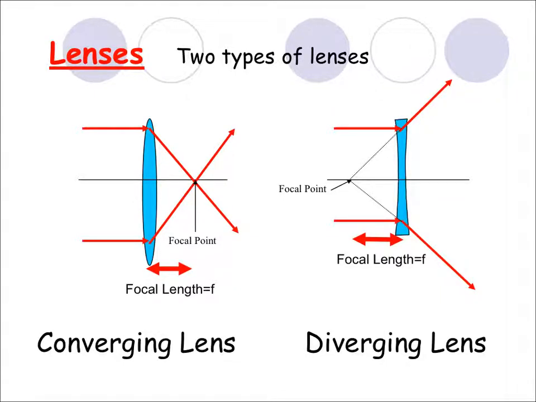Converging, which brings the light to a point, converge, and diverging, which takes them away from a point, diverge. They used to be called biconvex and biconcave, but those words have slipped into disuse as converging and diverging are far more descriptive. Just like the mirrors, the focal point is the point which is basically where all the light from a distant object focuses, or where all the light from a distant object appears to come from in a diverging lens.